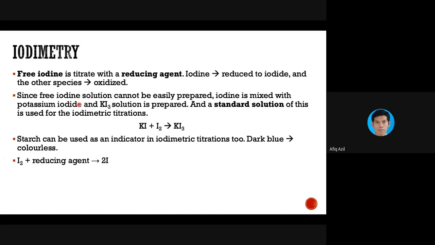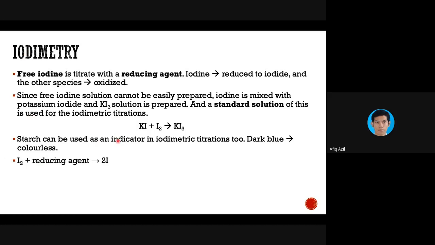The free iodine solution cannot be easily prepared, so iodine is normally mixed with potassium iodide and potassium triiodide solution. A standard solution of this will be used. Basically, you have to prepare this KI3 first in order to conduct iodimetry.